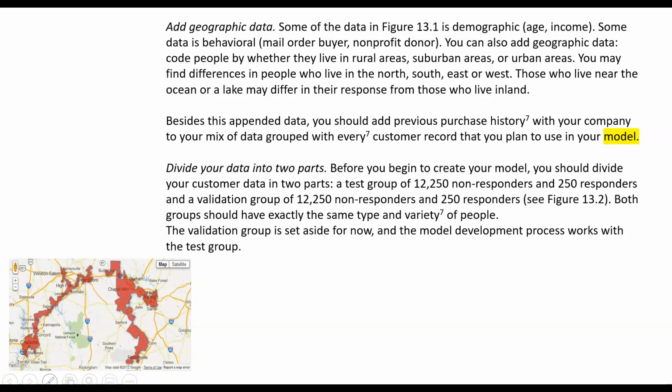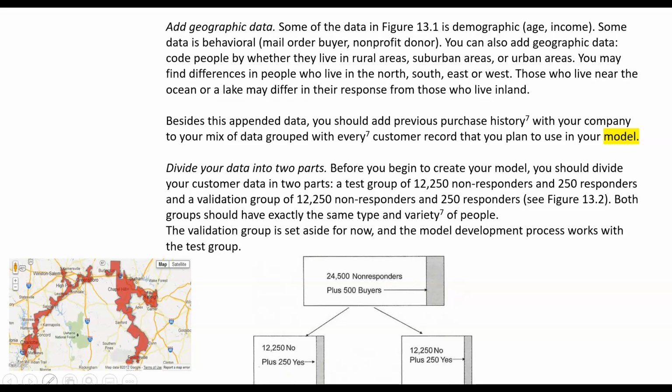doing a test to create a model. This is how you go about starting to do some predictive modeling. So to find the right people who respond. So you got your test group of 12,250 non-responders, 250 responders, and a validation group, 12,250 non-responders and 250 responders. Both groups, same type and variety of people. So you're doing a matched, test and control.